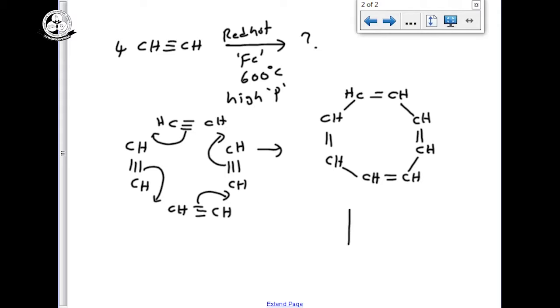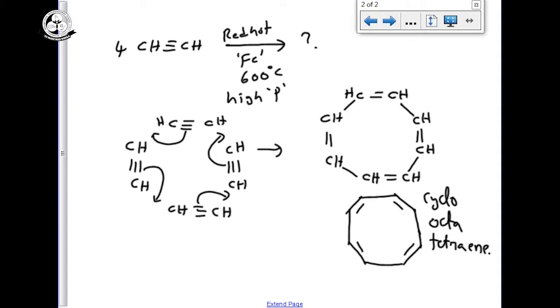So simply we can write like this. Double bond, alternative double bond. So name of this compound is cyclooctatetraene. Cyclooctatetraene. You can get the compounds like this.